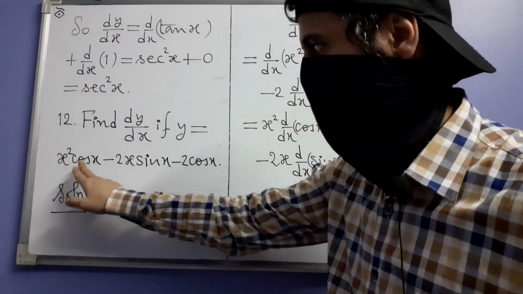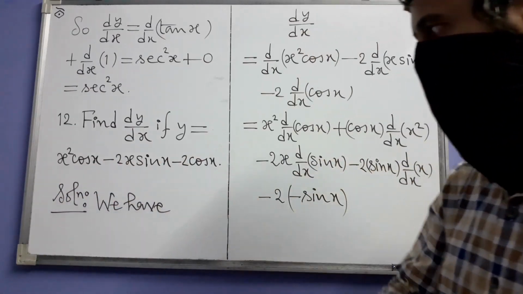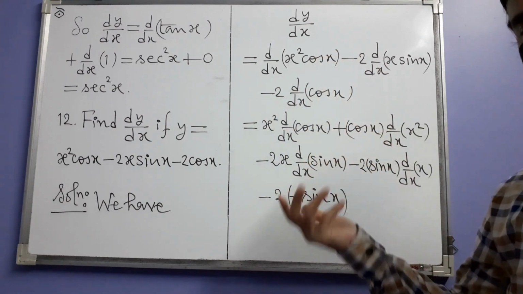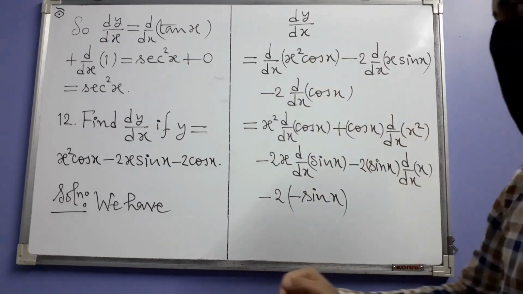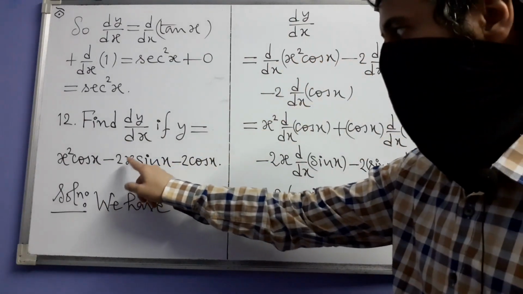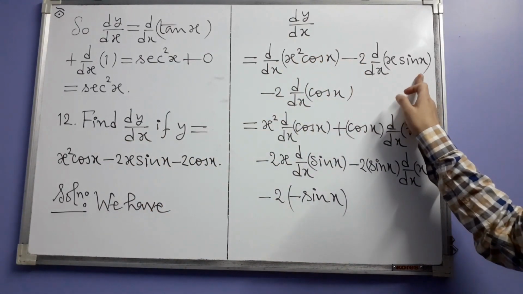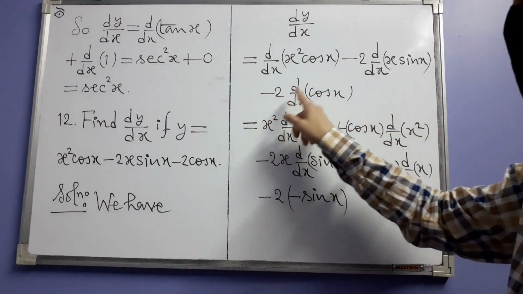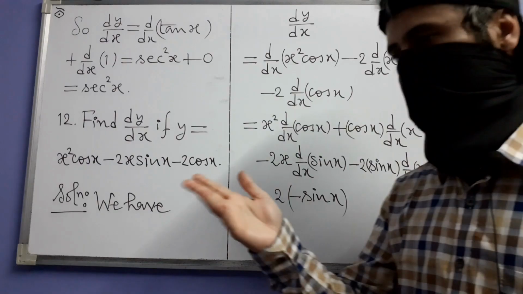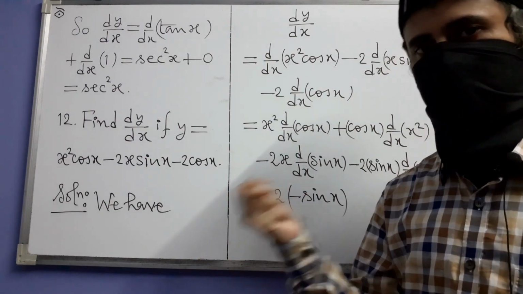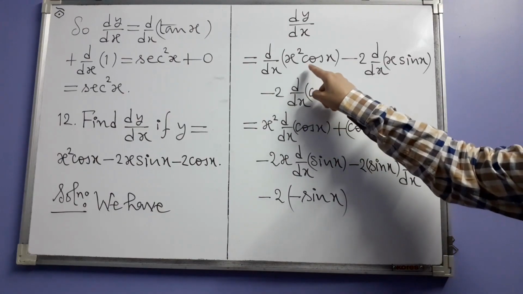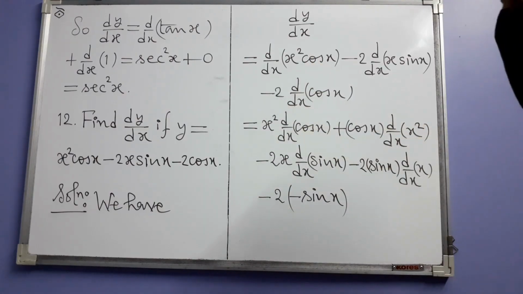It is x square cos x minus 2x sin x minus 2 cos x. So we straight away start differentiating. First dy dx becomes ddx of x square cos x minus 2 times ddx of x sin x minus 2 times ddx of cos x. So here we are using the sum rule, difference rule, constant multiple rule, all these things. And then we have to use the product rule.